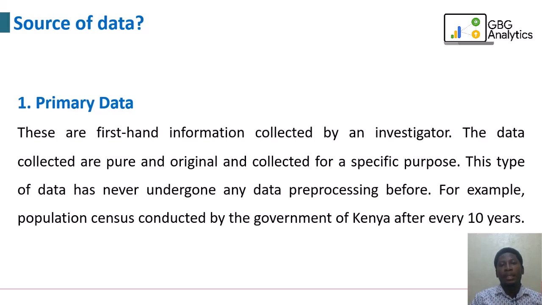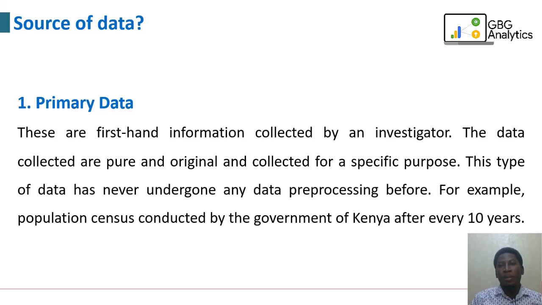And this is data that is being collected by an investigator. The data collected are pure and are in the original form, and you collect it for a specific purpose. As you know, this data has never undergone any data pre-processing. That is, they've never cleaned it. You are the one that freshly collected it, and you may start working on it to achieve your purpose. Example of primary data is population census. For every country, they collect population data every 10 years.